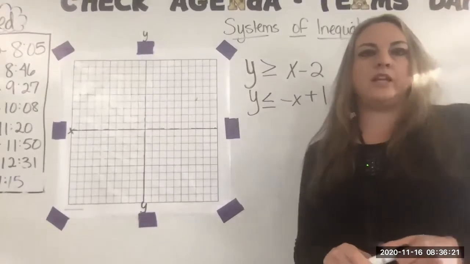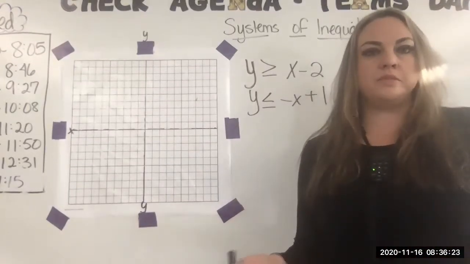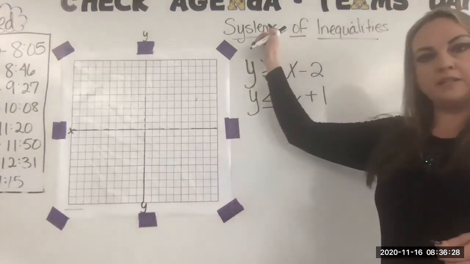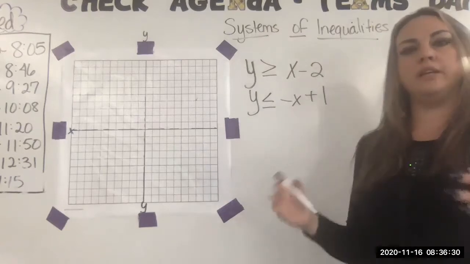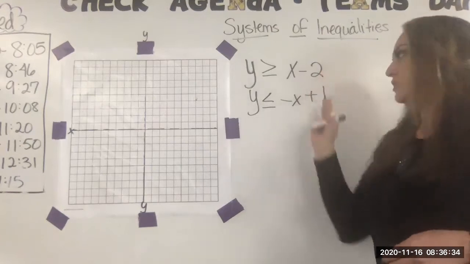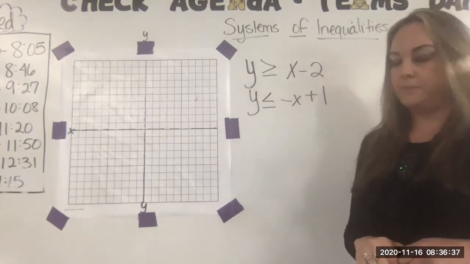So today we're going to be looking at graphing our systems of inequalities. And again, reviewing what systems means, it just means that we have more than one inequality. In this case, we've been working with two equations, and so now we're going to work with two inequalities.